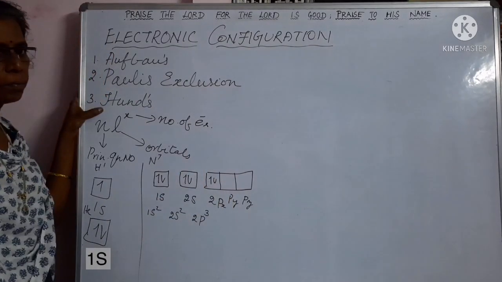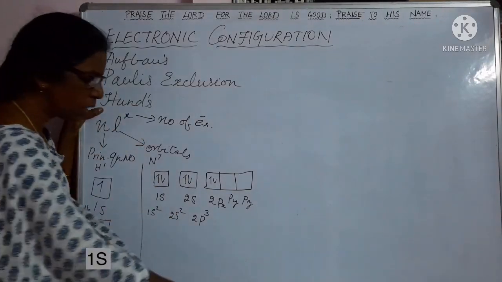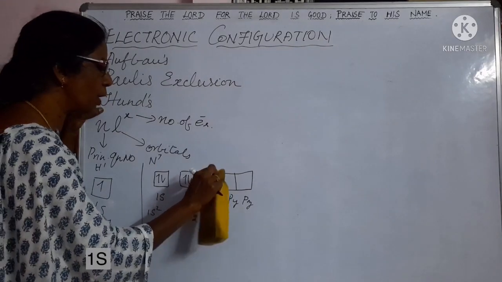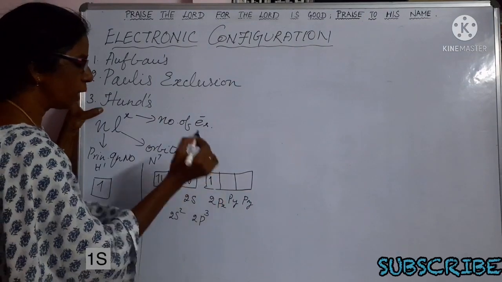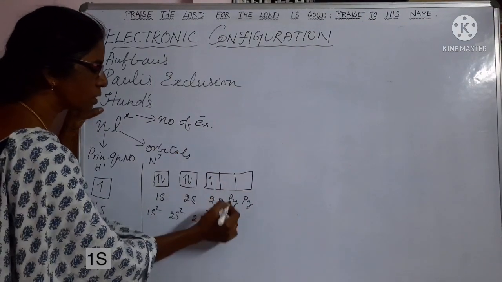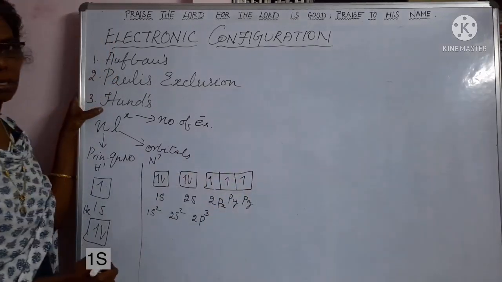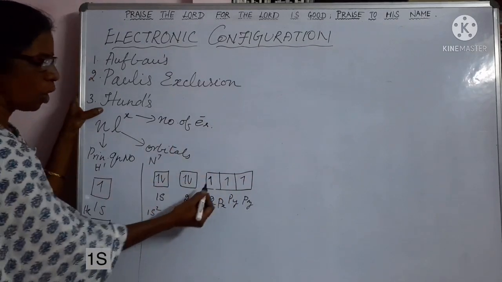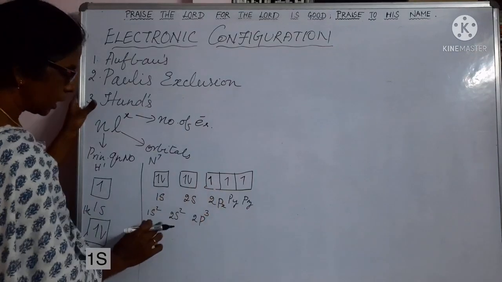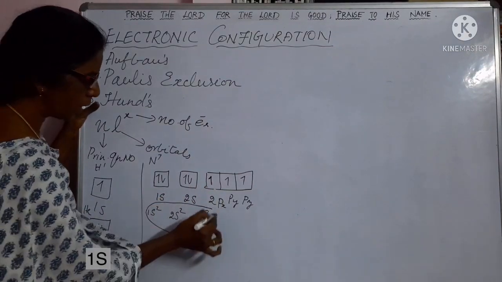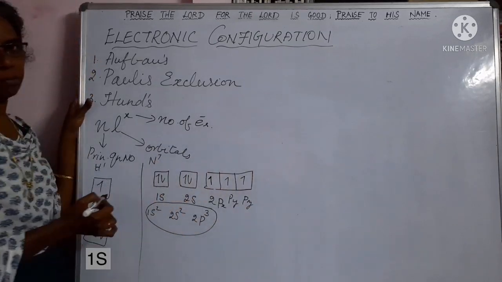am I right? No, this is wrong, because Hund's rule says no pairing should occur until all the available orbitals get at least one electron. So after putting this electron, next you must go to the next orbital, the y orbital, and place the next electron. Then the third electron. No pairing of these electrons. All three have the same spin. So this is the electronic configuration, and this is called the orbital structure.